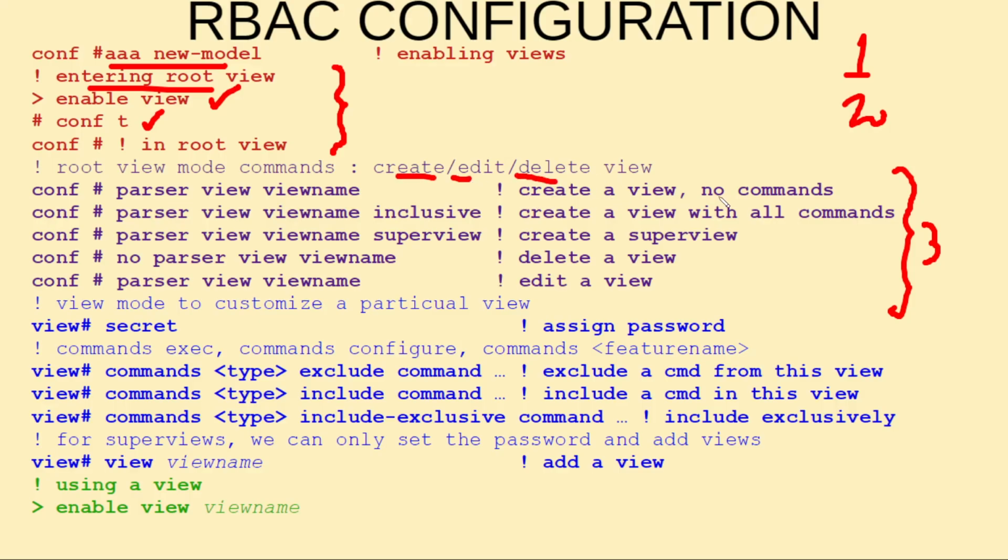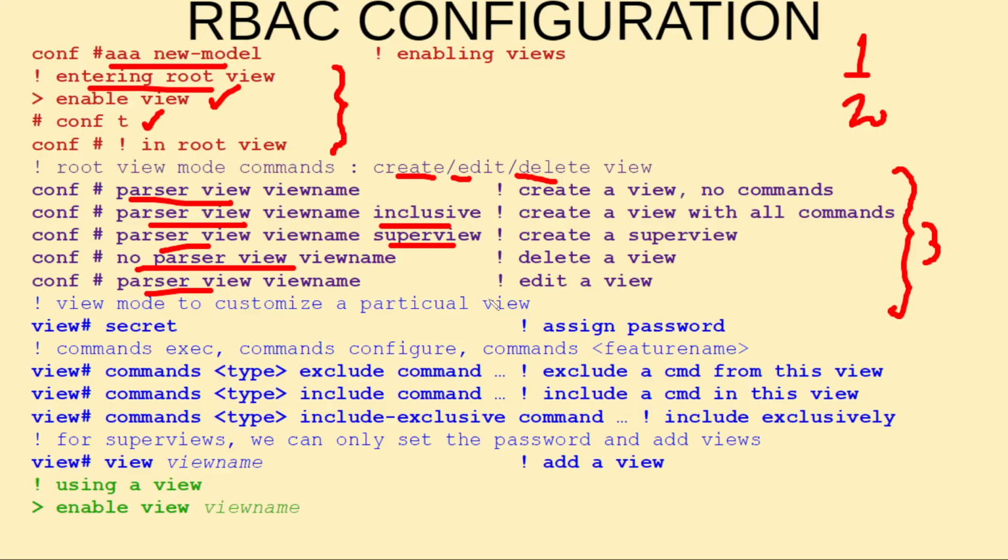In order to create a view with no commands, we are going to use the command parser view and the view name. In order to create a view with all the commands, we are going to use the command parser view, the view name inclusive. In order to create a super view, we are going to use the command parser view, the view name superview. And in order to delete a view, we are going to use the command no parser view and the view name. And in order to edit a view, we are going to use the command parser view and the view name.